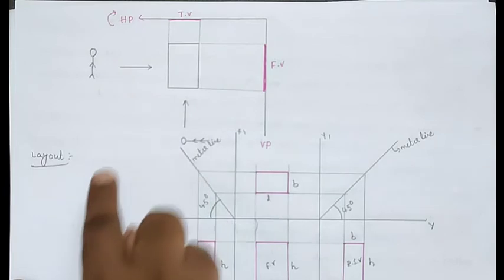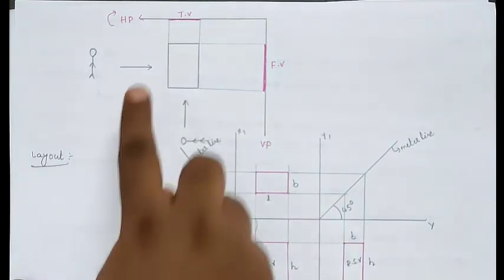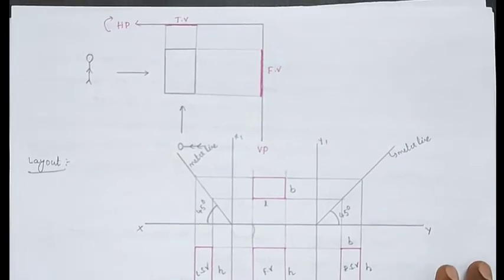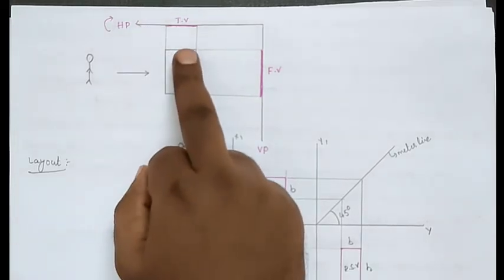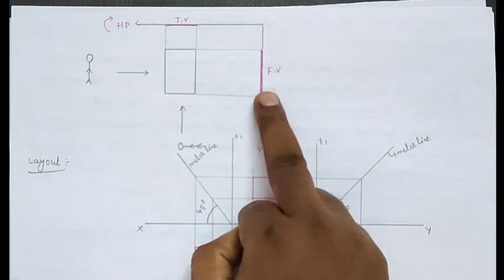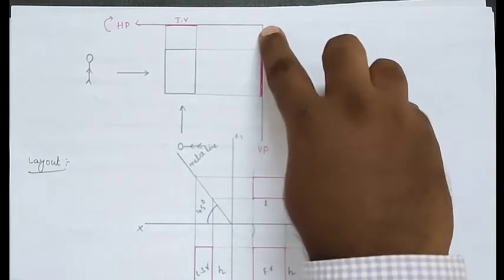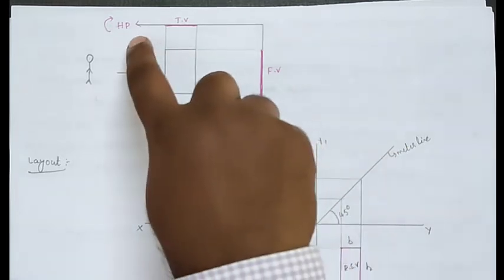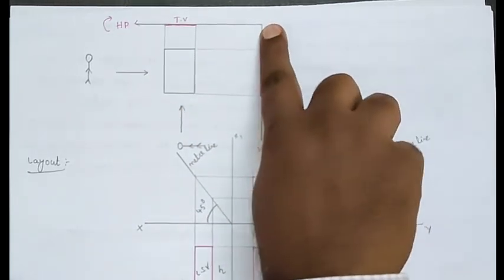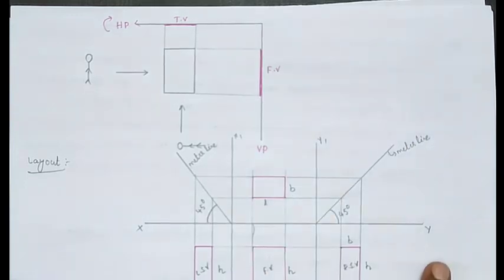Coming to the layout of the third angle projection, as I already said, in all the projection methods the horizontal plane is always rotated 90 degrees clockwise. Whenever the horizontal plane is rotated 90 degrees clockwise, the top view will be obtained above the reference line and the front view below the reference line. The intersecting point of the horizontal plane and vertical plane we can call the XY line. So I am drawing the layout of the third angle projection.